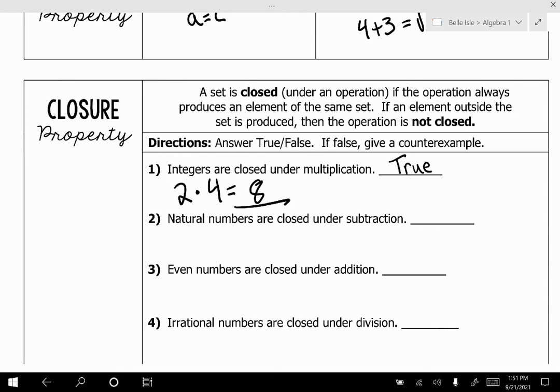Natural numbers are closed under subtraction. So if we use natural numbers using subtraction, is this closed or not? Not closed. Give me an example of it not being closed. 1 minus 2. Yes, or the other one. What would your answer be? Negative 1. Natural numbers cannot be negative, correct? So that's false. Now see if you can check number 3, 4, and 5 with what you put, and see if you need to fix any real quick. I'll give you 30 seconds.